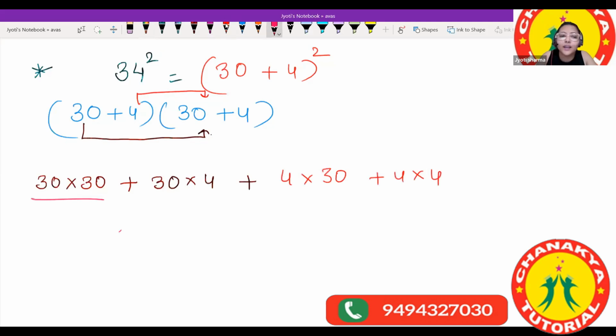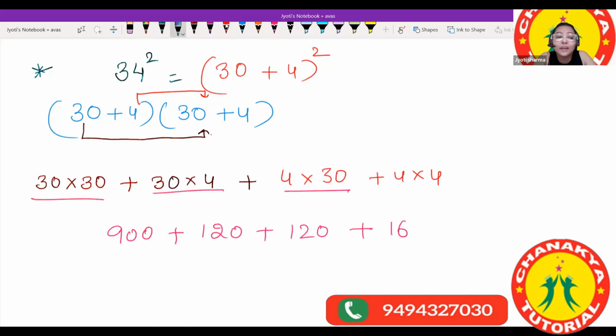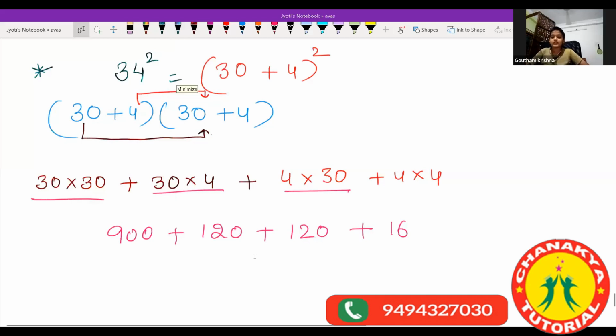30 into 30, 900. Plus 30 into 4, 120. Plus 4 into 30, 120. Plus 4 into 4, 16. Now add all of these numbers and tell me your answer. It is a very long method, ma'am. 1156. 1156. But it's the wrong answer. That's not correct.